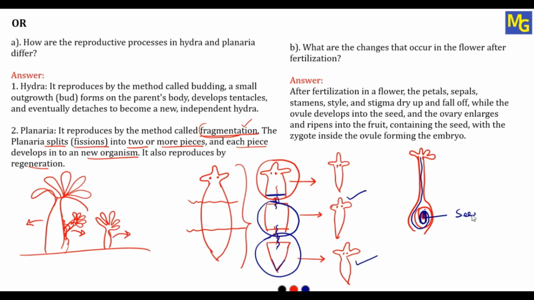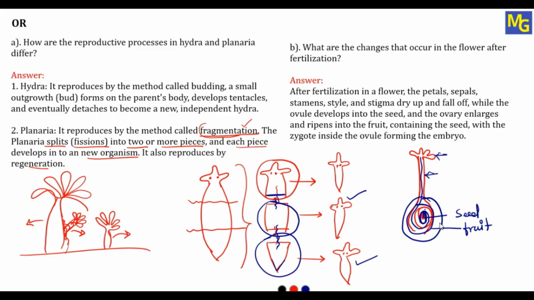And the portion which you can see outside, this whole portion that is called ovary, this will become a fruit. So this will become a fruit. And the style, the stigma, the anthers, all will fall off. And only this much of the portion will remain as a fruit. Outside is fruit, inside the ovule will be a seed.